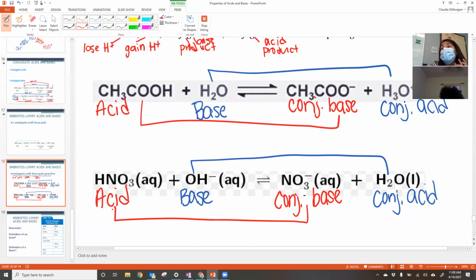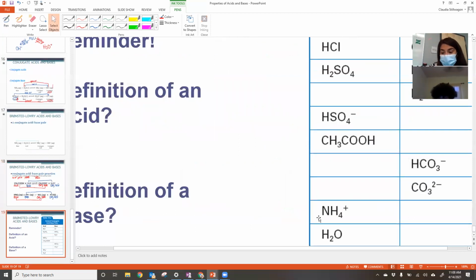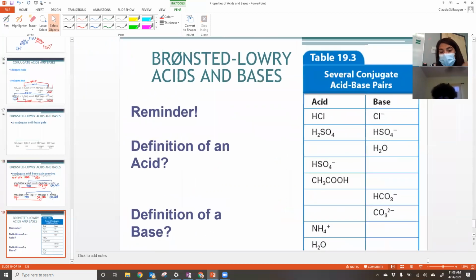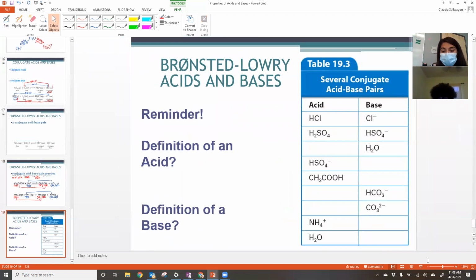The other thing that you'll need to be able to do is if I simply say HNO3, what's its conjugate base? So without having the whole reaction there to look at. So let's practice that now. Okay. So before we go through this, I do want to give some reminders and some things to look like what you're going to do.